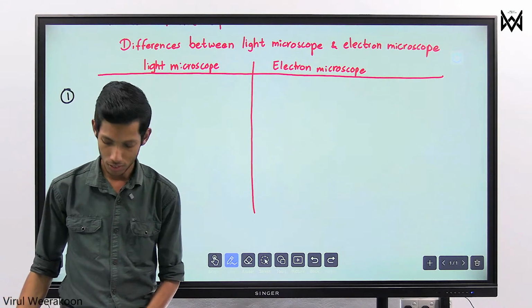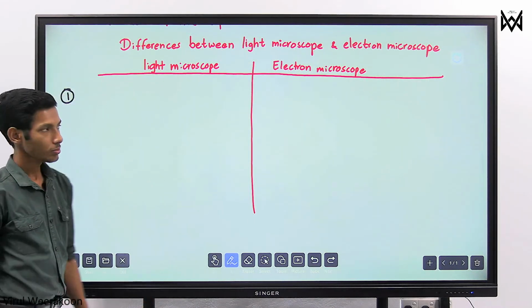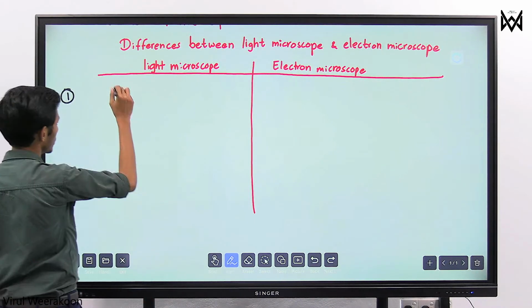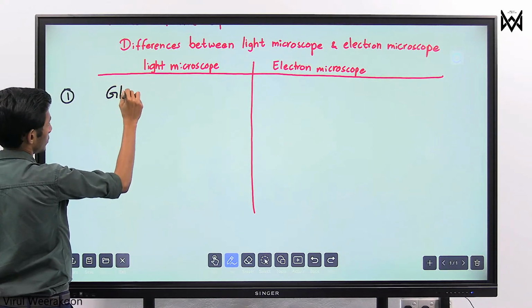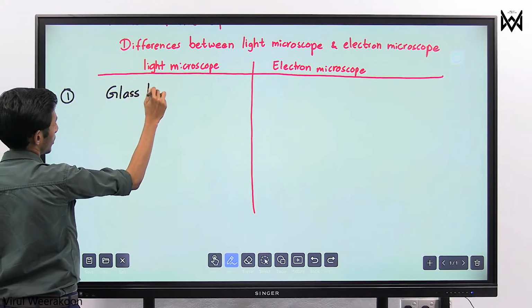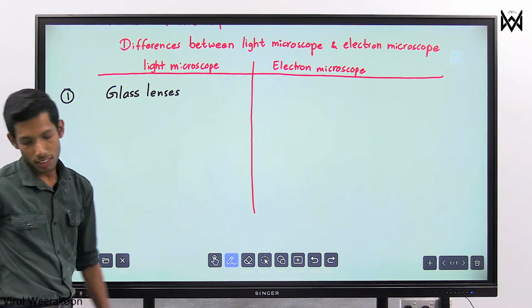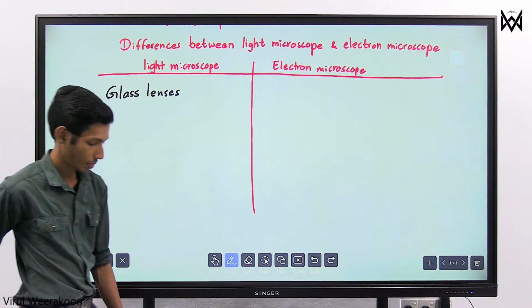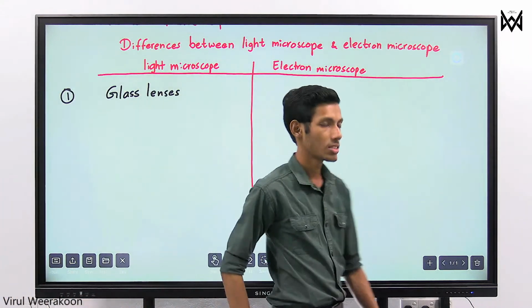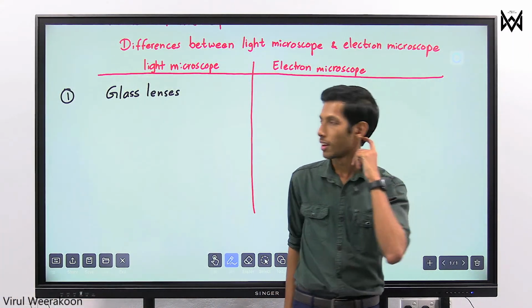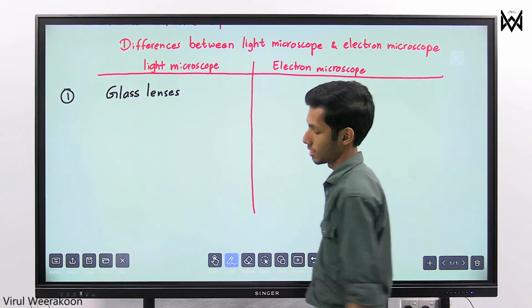Glass lenses are used to focus light rays. Glass lenses, right?